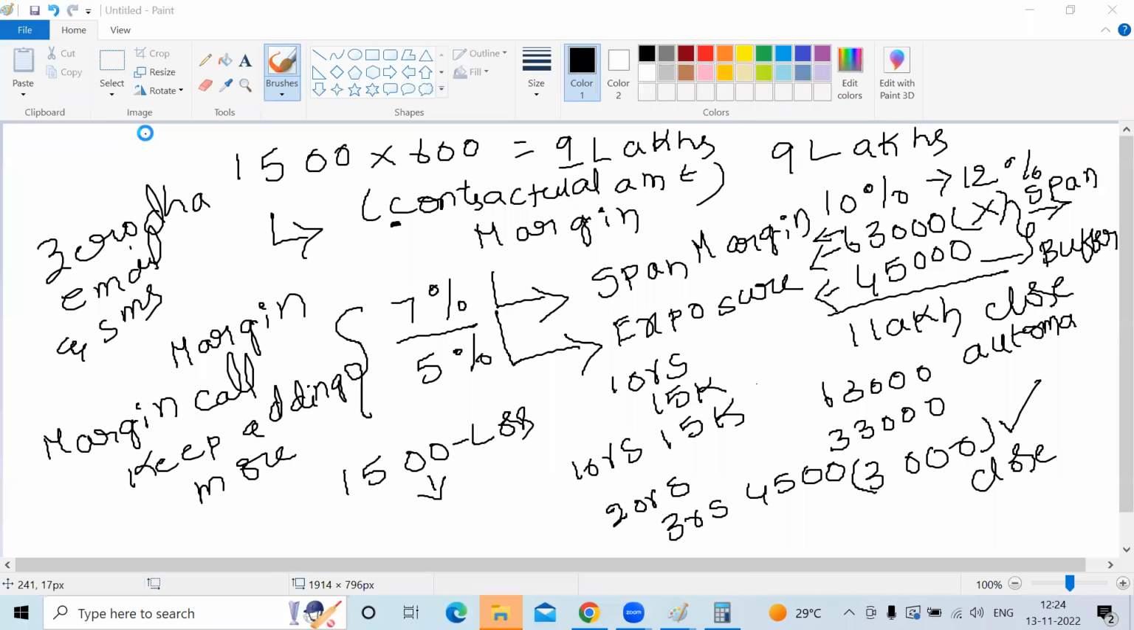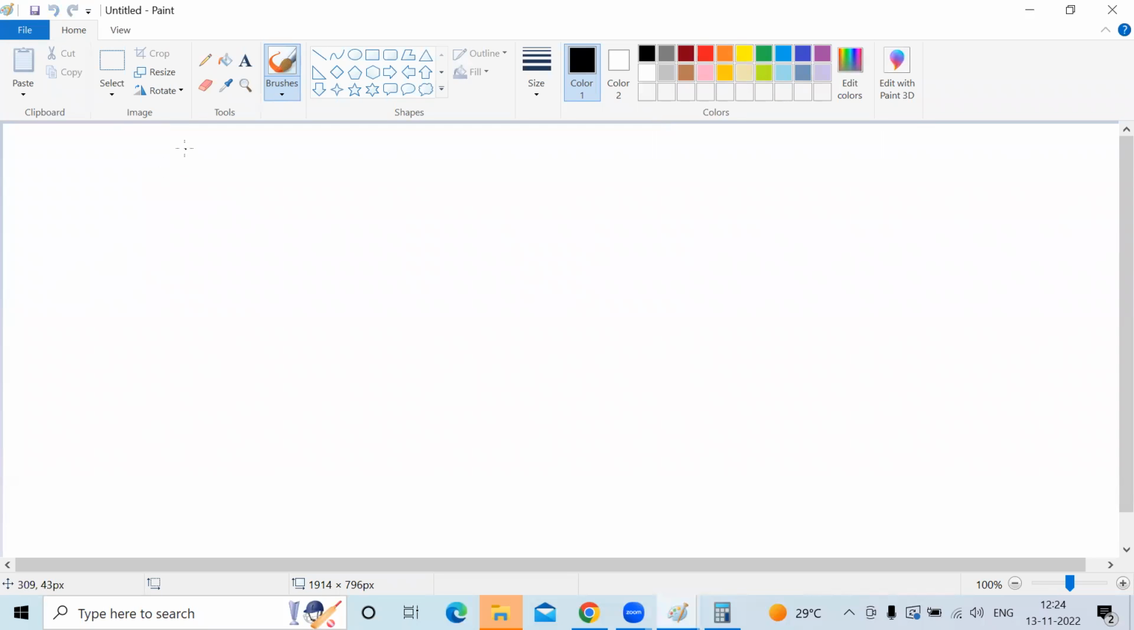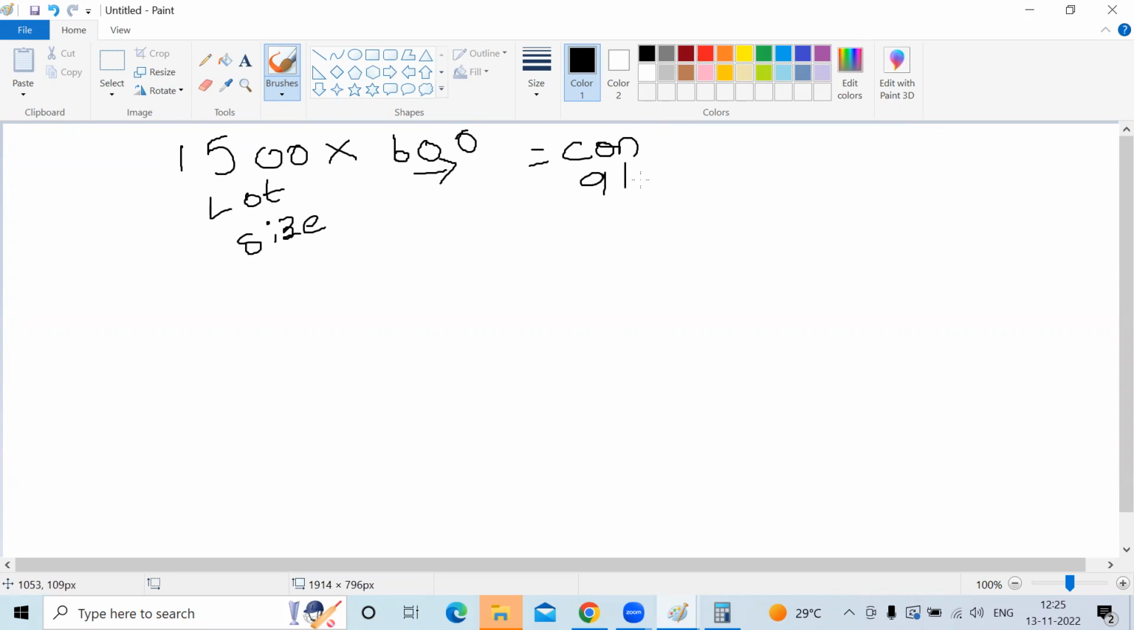So what we discussed so far, contractual amount is 1,500 into, this is called lot size. 1,500 into amount. When you add into watch list, it will show 600 or something, right? If you multiply, this is called contractual amount, say 9 lakhs, right? Whenever you want to enter these futures contracts in equity, you would need to have 9 lakhs in account. But to enter futures contract, you don't need that much amount. If you pay 1,81,000 for SBI, it will allow you.